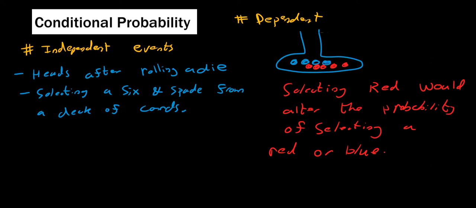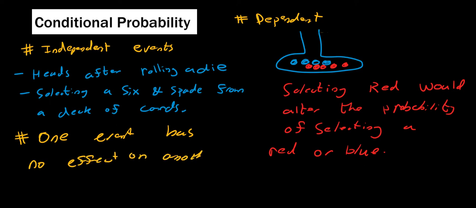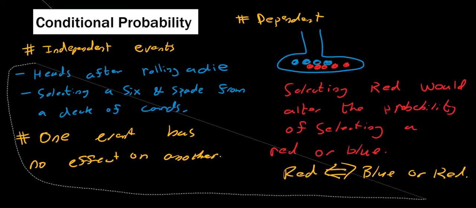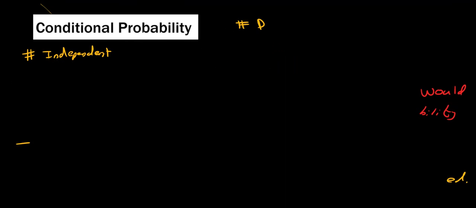Okay, so now that we've defined independent and dependent events, let's have a look at how we prove that an event is dependent or independent. It's worth noting that on independent events, one event has no effect on another. Selecting a red here definitely has an effect on selecting a blue or a red. Okay, so let's see how we can prove each event.